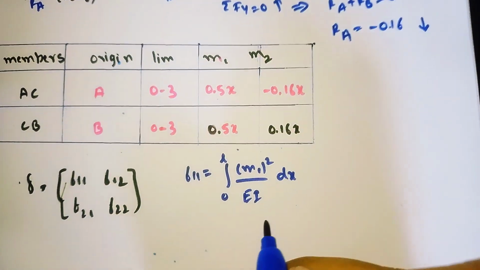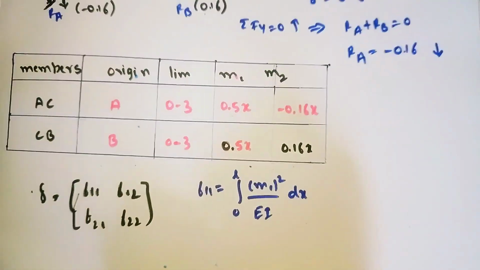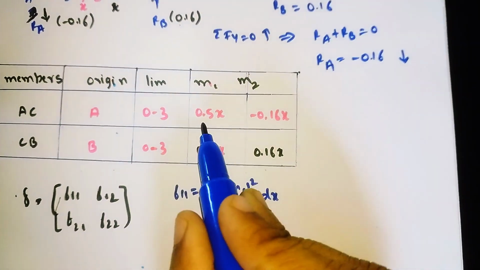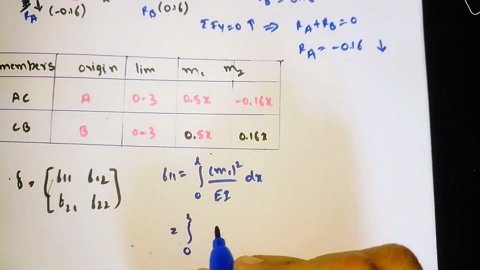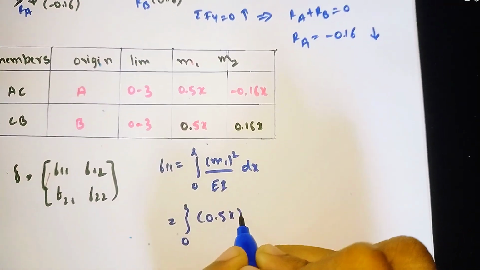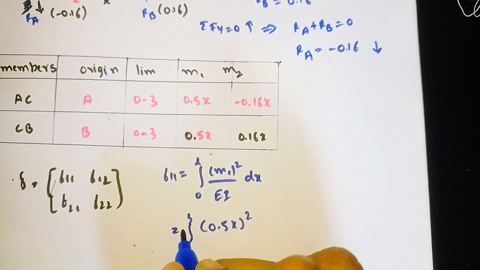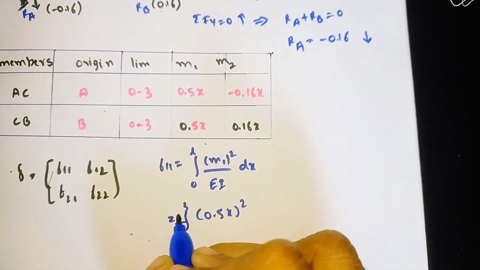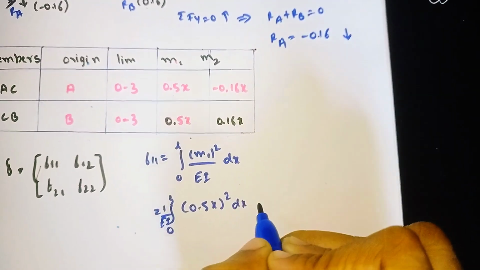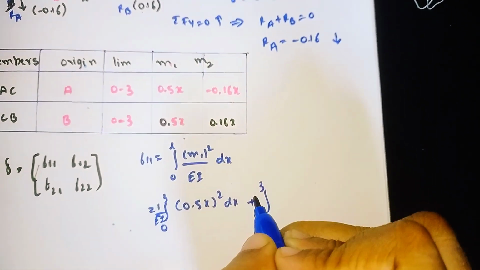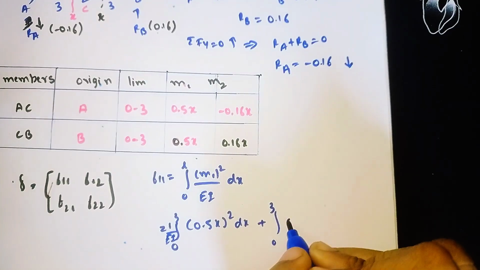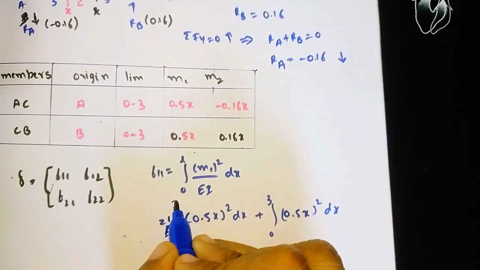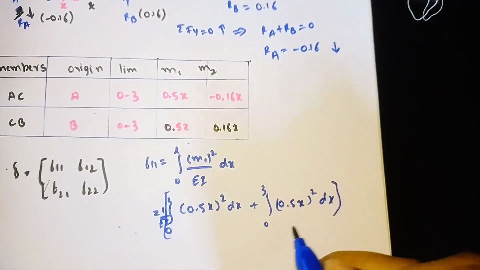M1 for member AC we will calculate now, for both the members. The limit is 0 to 3 and m1 is 0.5x, so for AC it is (0.5x) whole squared. Here I am taking 1 divided by EI, which is constant, outside. Plus for CB, also the limit is 0 to 3 and the moment is (0.5x) whole squared into dx. So now by using the calculator we will solve it.